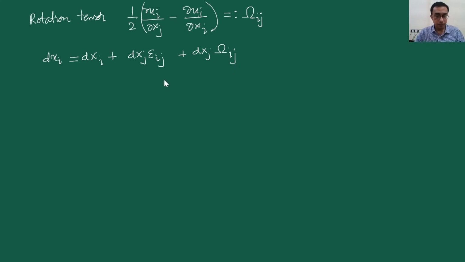Okay. Now what we want to do is we want to see explicitly about this omega ij.